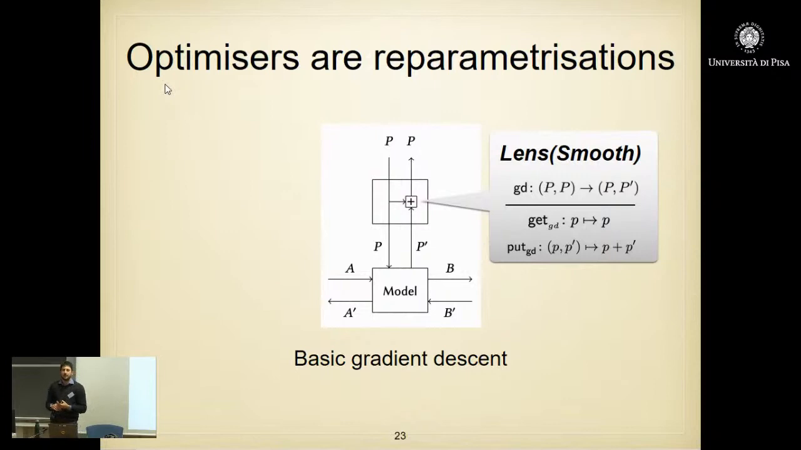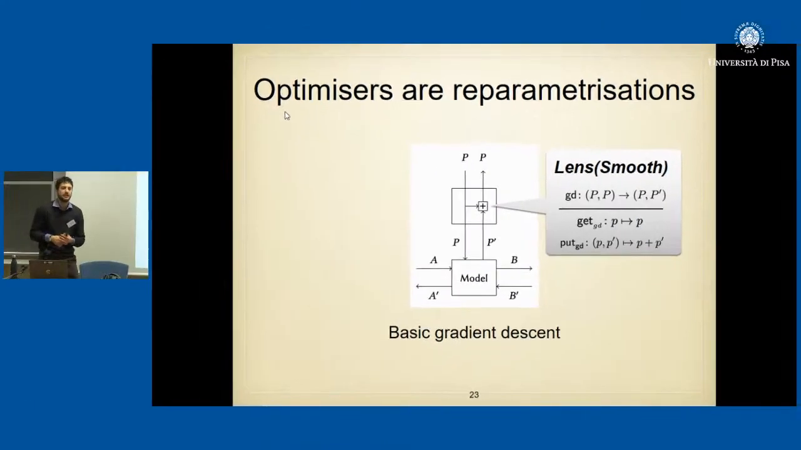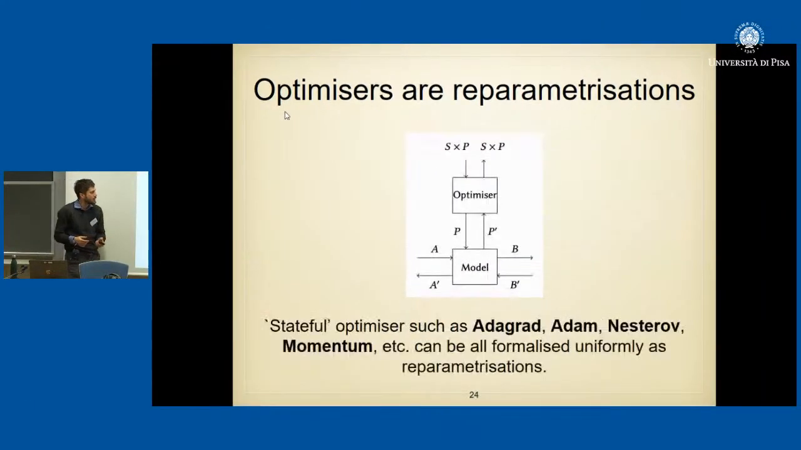Now, this wouldn't be very enlightening if we just could do the simple case, but it turns out we can do just as well all kinds of more complicated optimizers that people use. People don't just use basic gradient descent. They use other algorithms called, for instance, AdaGrad, Adam, Nesterov momentum. Some of them use also states, for instance. They are stateful computations. They are not just computed point by point. It turns out they can all be formalized uniformly as different kinds of reparameterizations.